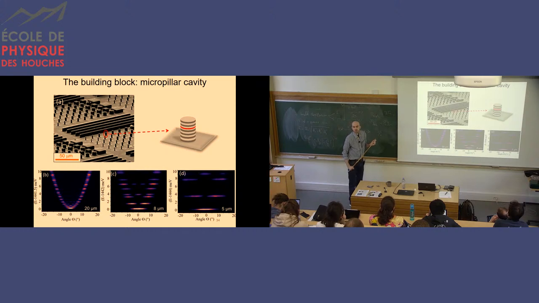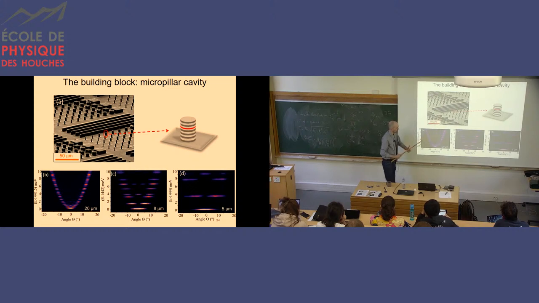This is a scanning electron microscope image of a sample. So you see, it's quite versatile in terms of fabrication. We can do whatever kind of structure we want. We can do big rectangular pillars like this, that are really tens of microns, but we can go really small and do pillars a few microns in diameter, okay?